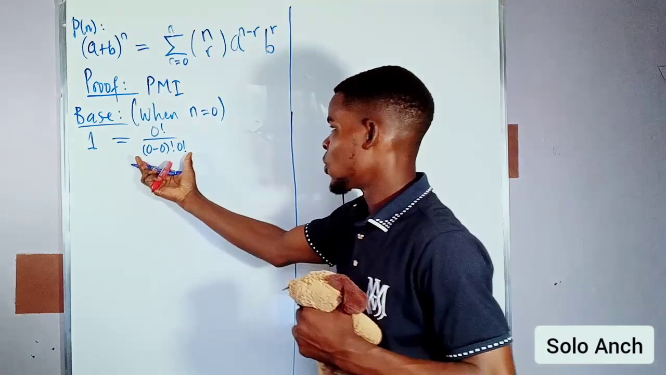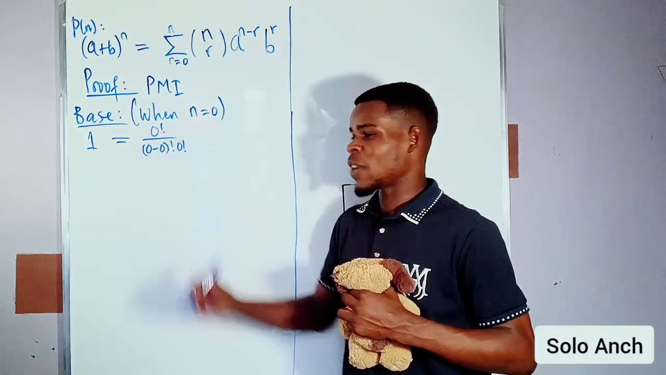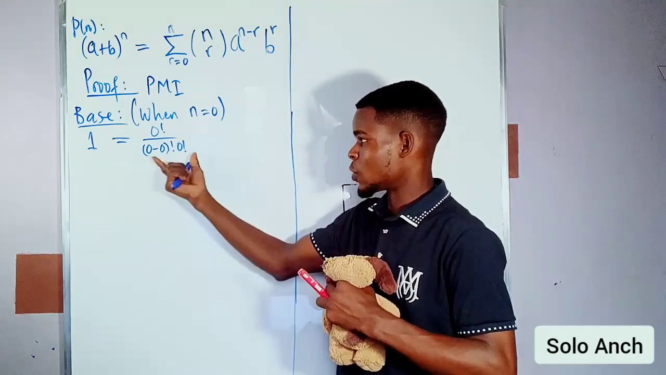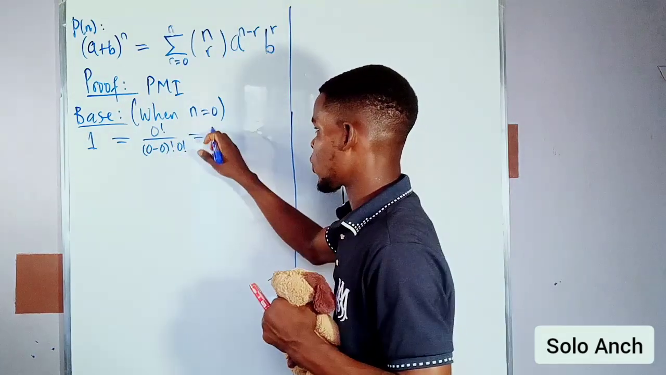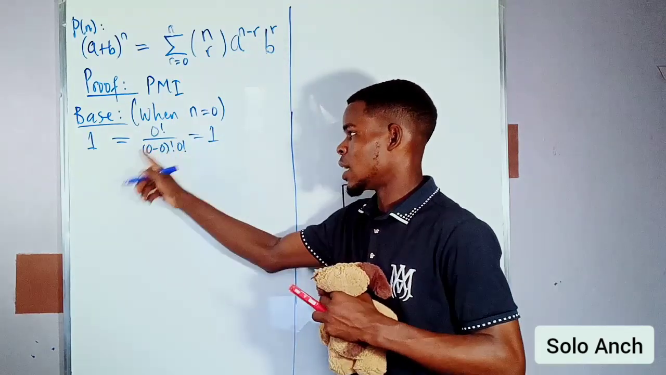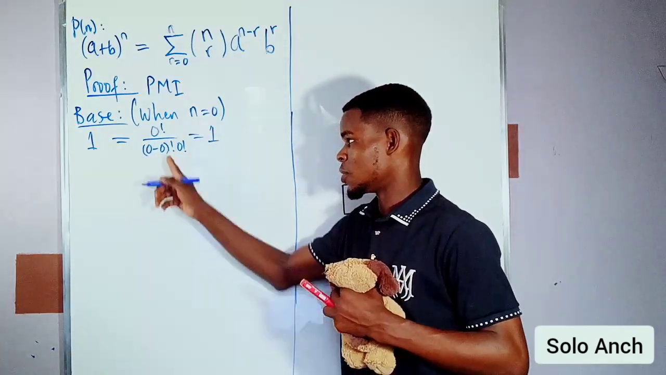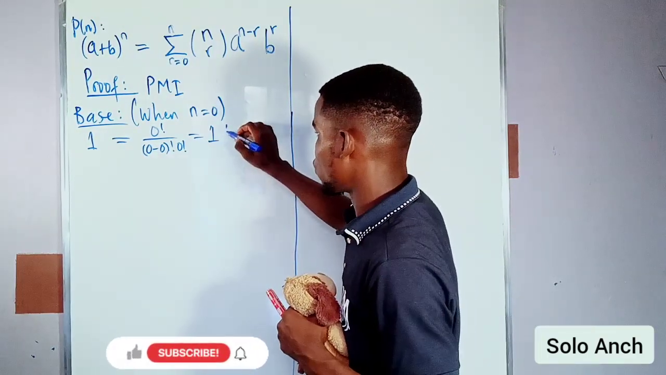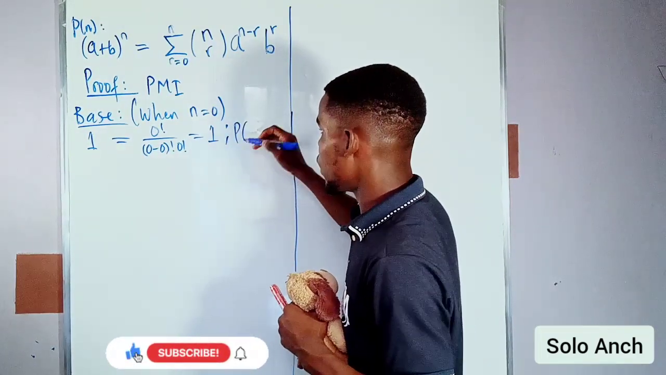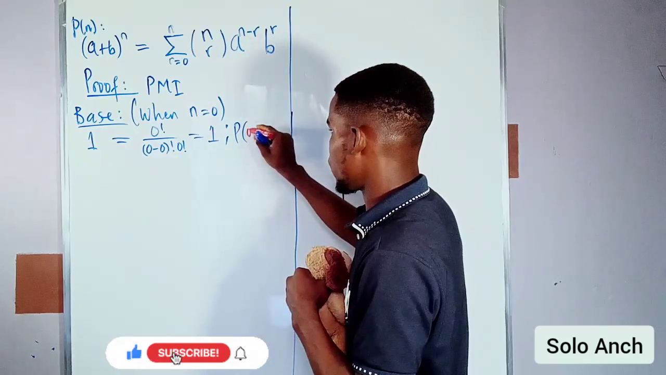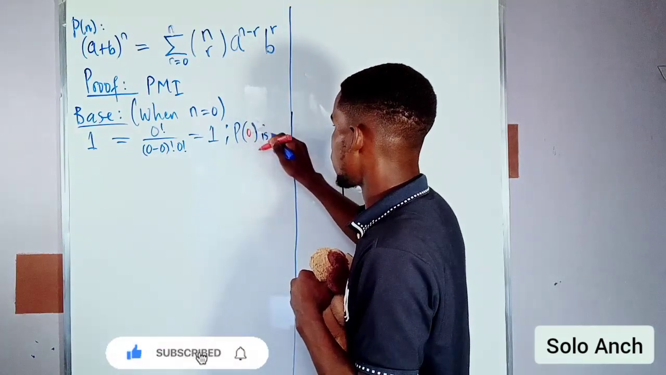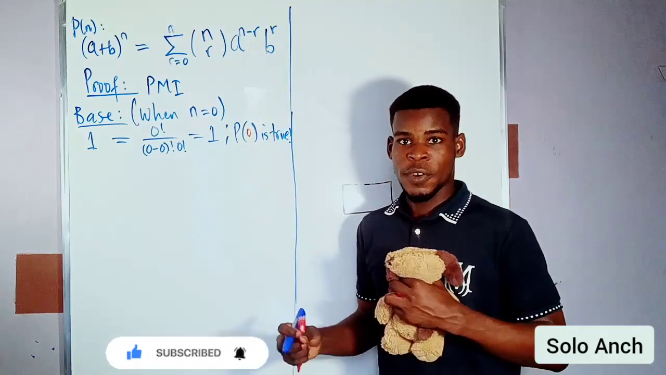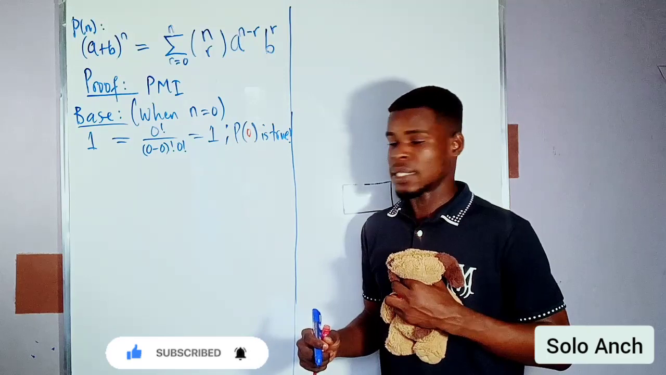Okay, great. So you notice that 0 factorial is 1, divided by 0 factorial is 1, 0 factorial is 1, so everything here will be 1, and that works. So we say 1 equals this, and this equals 1. That's why we say 1 equals this. So that is true for the base case. Maybe you can put here P of 0 is true. That is, P of n is true when n equals 0. So P of 0 is true. Good, that is the verification we did using the first element in the set.